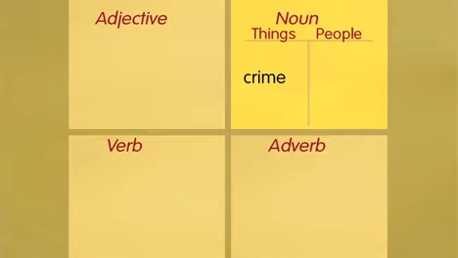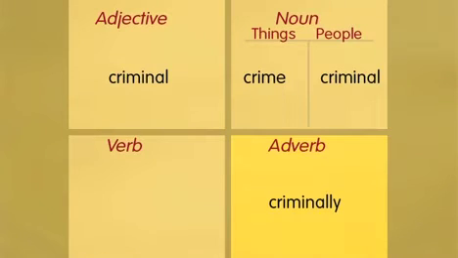Crime is a noun, it's a thing. A criminal is a person who commits a crime. Criminal is also the adjective. We can describe something by using the word criminal before the noun. That was a criminal act. And we have the adverb criminally. To behave criminally is to behave in an illegal way. There's no verb from crime. We have to use the phrase to commit a crime. Okay, we'll come back to our table a bit later.